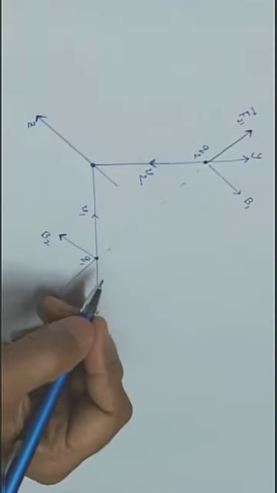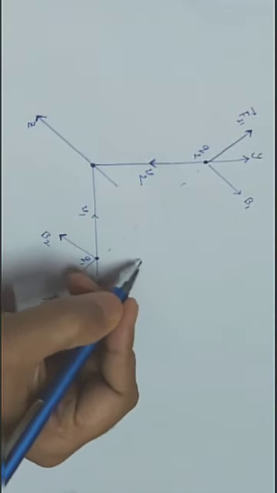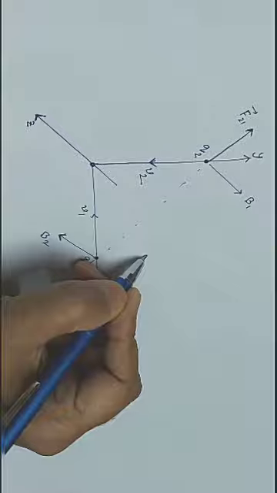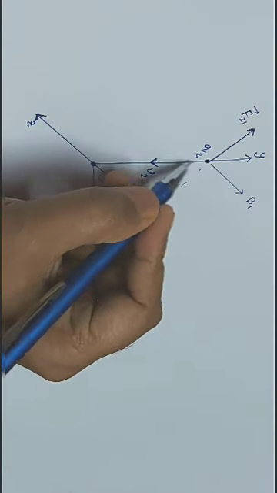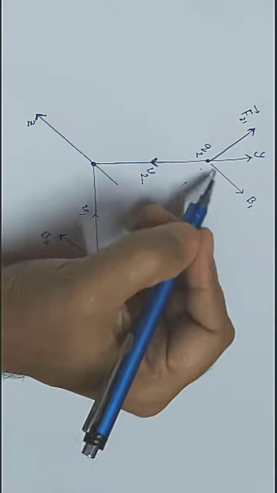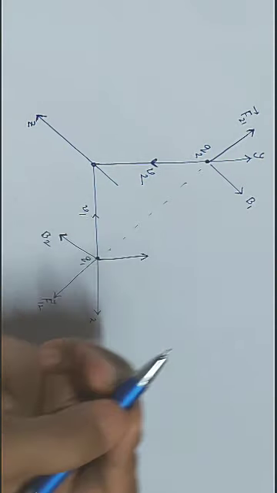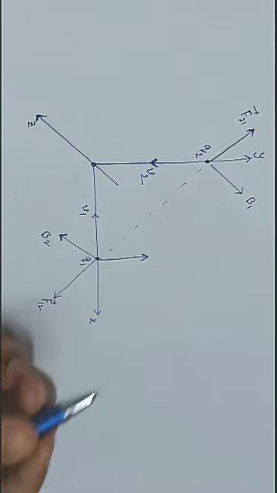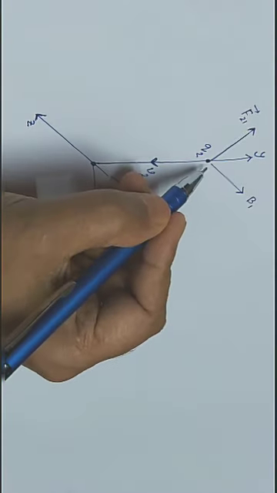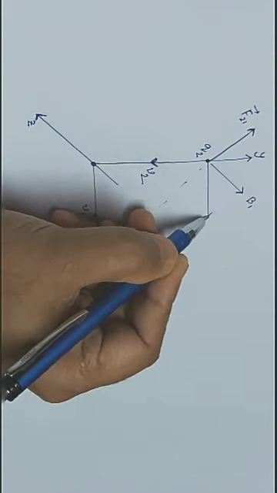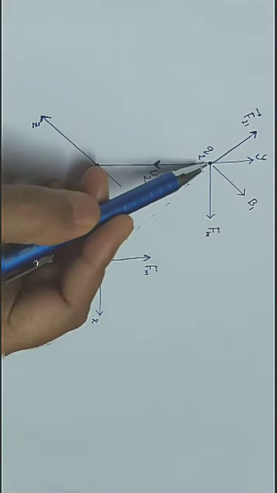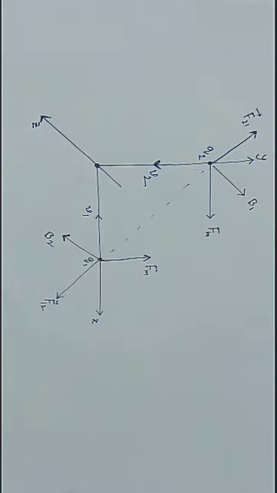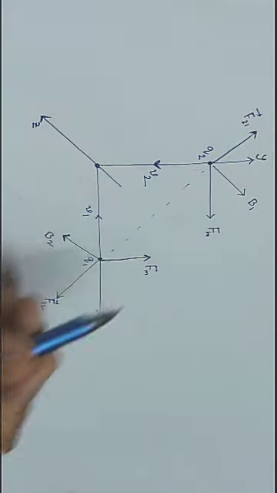So according to Fleming's left hand rule, the direction of the force will be along the positive y-axis. At point Q2, this is the direction of the velocity, and this is the direction of the magnetic field caused by the charge Q1. So the direction of the magnetic force will be along this direction. That is, charge Q1 will force charge Q2 to move along the x direction, and charge Q2 will force charge Q1 to move along the y direction.